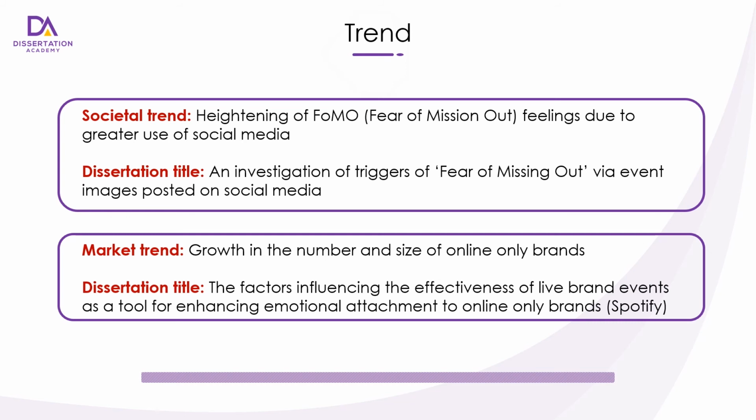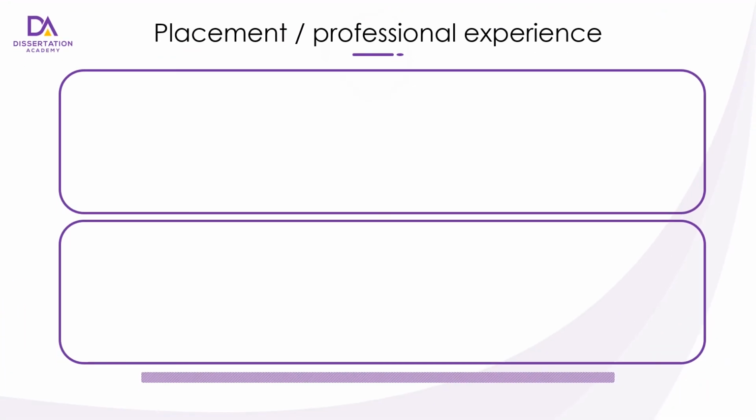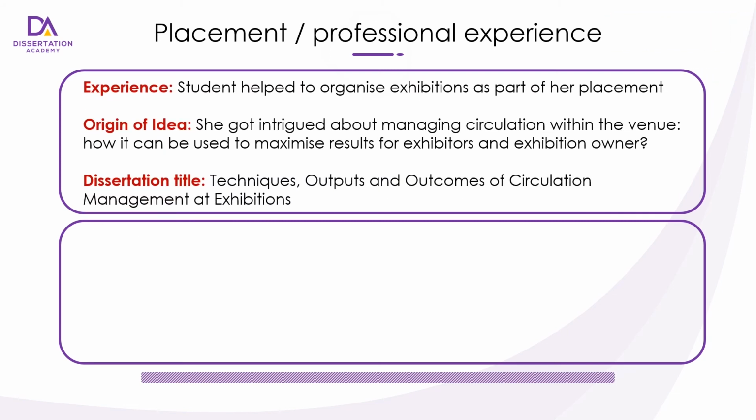Another source of inspiration comes from the placement or the professional experience of the student. Let me give you two examples. In one case, the student helped to organize exhibitions as part of her placement. And during that time, she got intrigued about managing circulation within the venue. How can it be used to maximize results for exhibitors and exhibition owners? So she ended up researching the techniques, outputs and outcomes of circulation management at exhibitions.